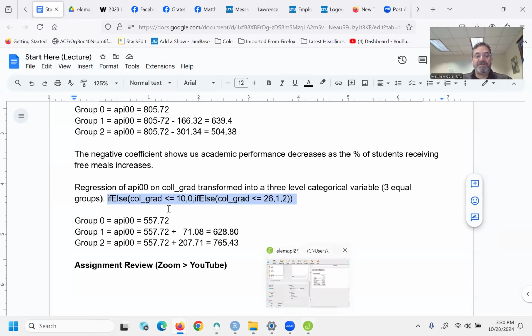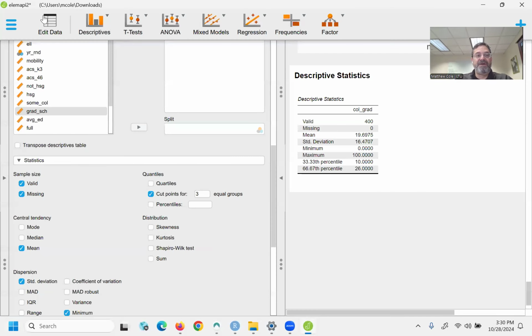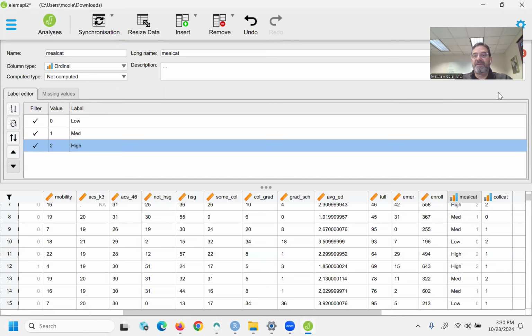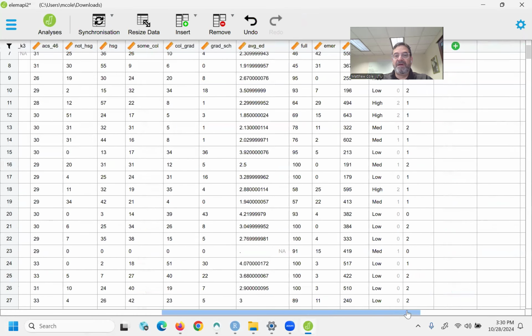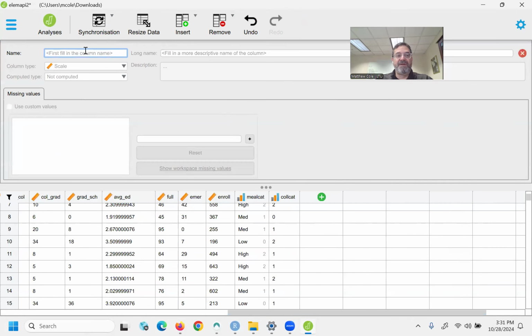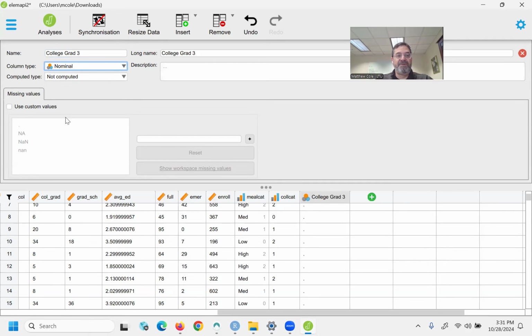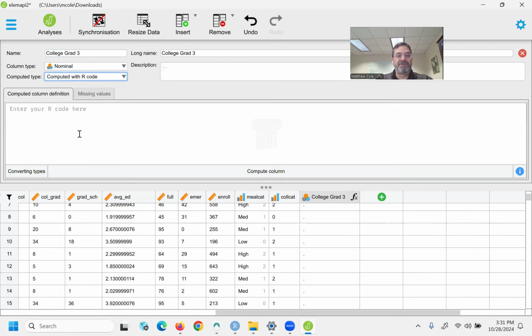If you want, I'll demonstrate one more time. I'm going to take this and put this in memory. Copy. Come to our JASP file, edit data. Let's go ahead and add in a new column. We can put it here, that's fine. We're going to call this college grad category, right? 3, so we made 3 categories, and it's a nominal variable, and we're using the equation, compute with R code, paste that in.